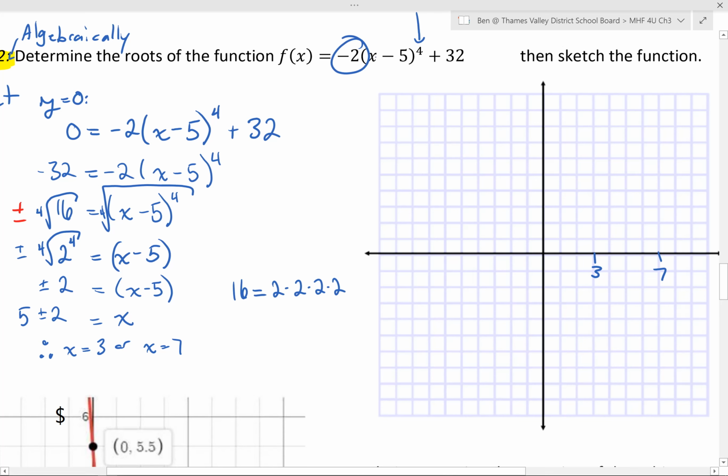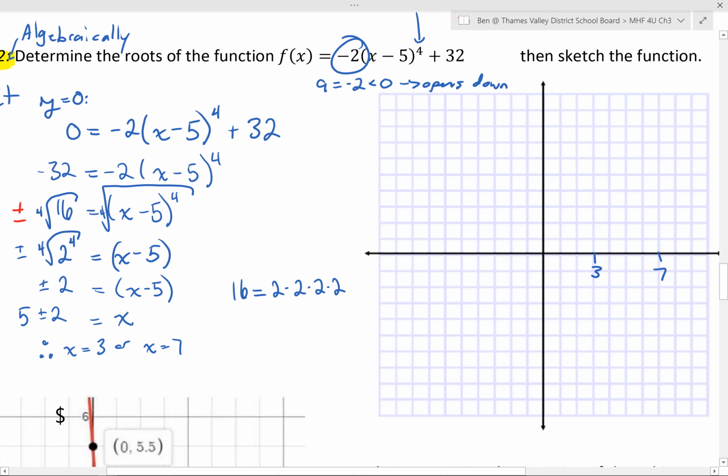So it's going to be like this function either opens up or opens down. We can learn about that from our a value. Our a value here is -2. So because it's less than 0, this function is going to open down. Maybe I'll write that here: a equals -2, which is less than 0, so it opens down.